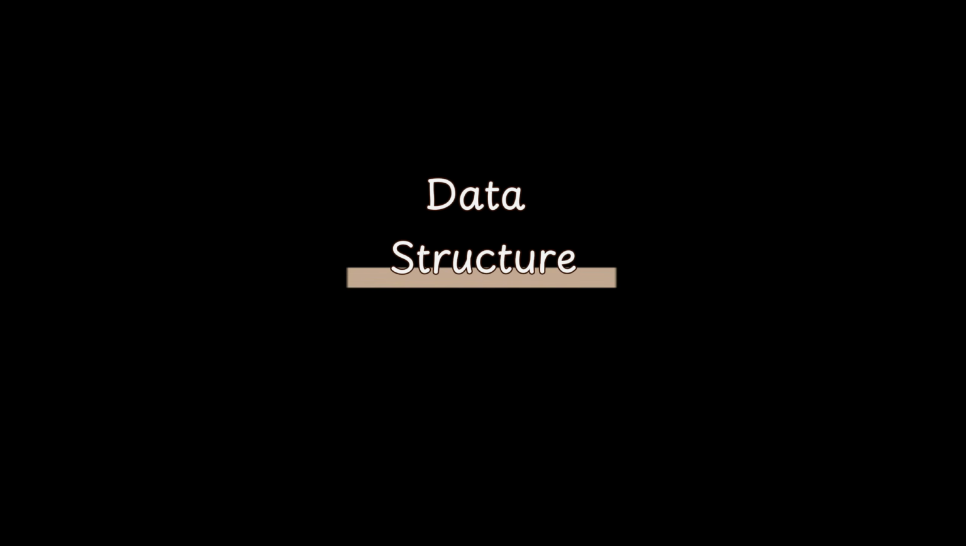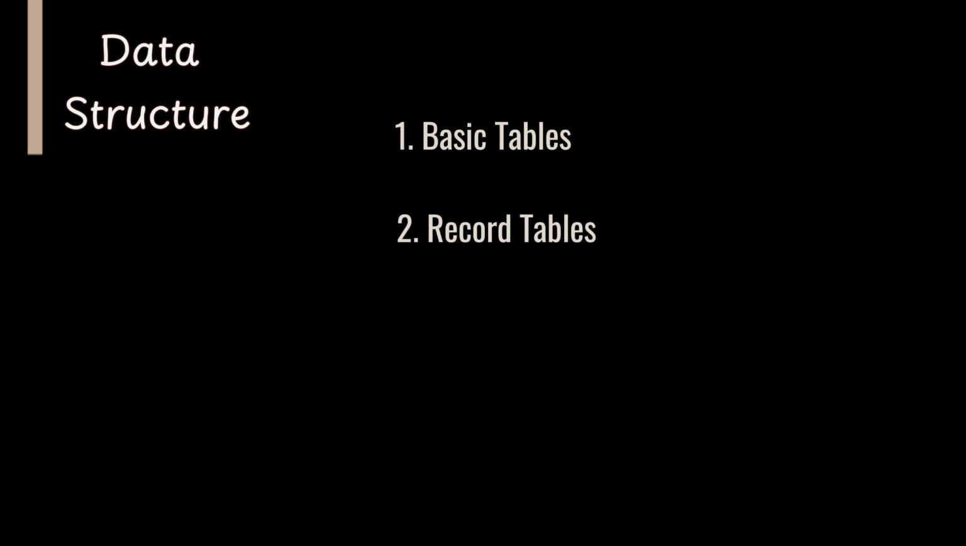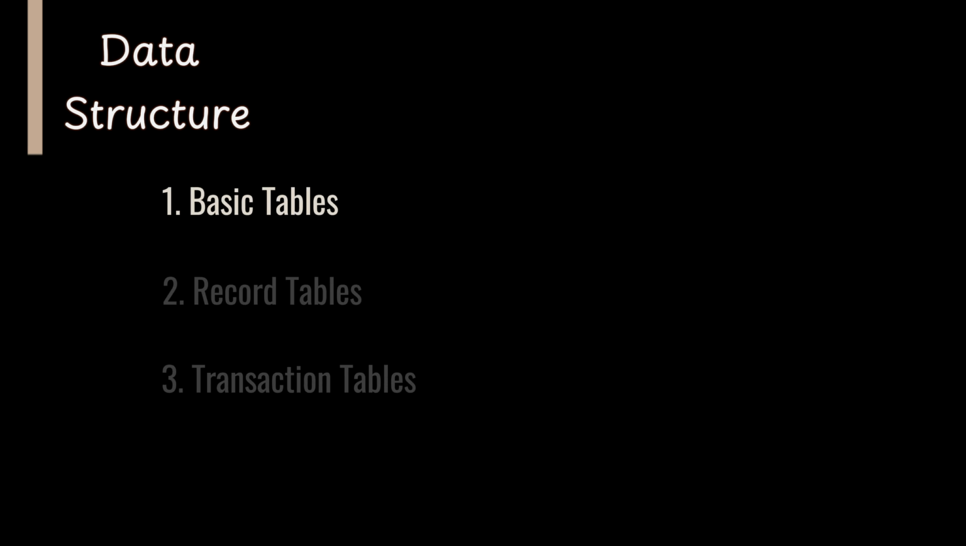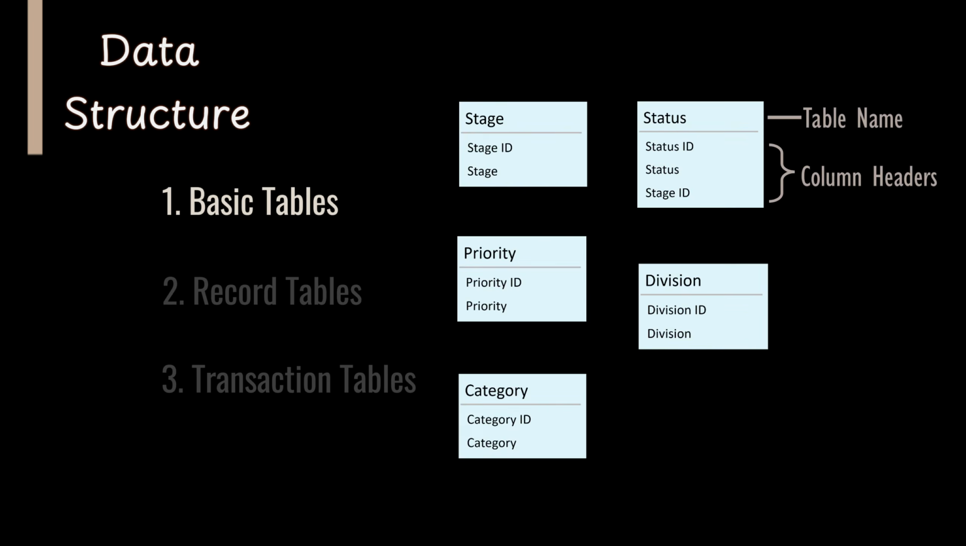There are 12 Excel tables, grouped into 3 sets: basic tables, record tables, and transaction tables. The basic tables contain the basic info your organization uses to organize or categorize their grants, such as stage, status, priority, division, category. These only need to be set up once.